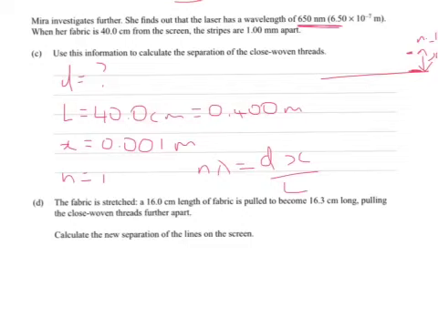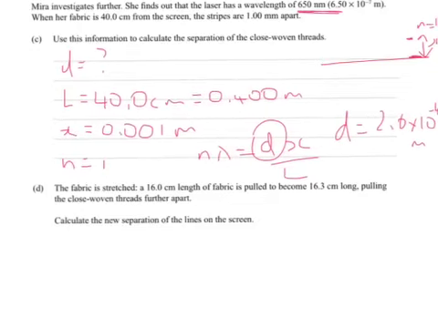So if we plug that in, what are we trying to find? We're trying to find D. Rearrange for D, and you'll get D equals 2.6 times 10 to the minus 4 meters. So that's the very small spacing between the gaps in the fabric. Okay, I'm taking my time too much.